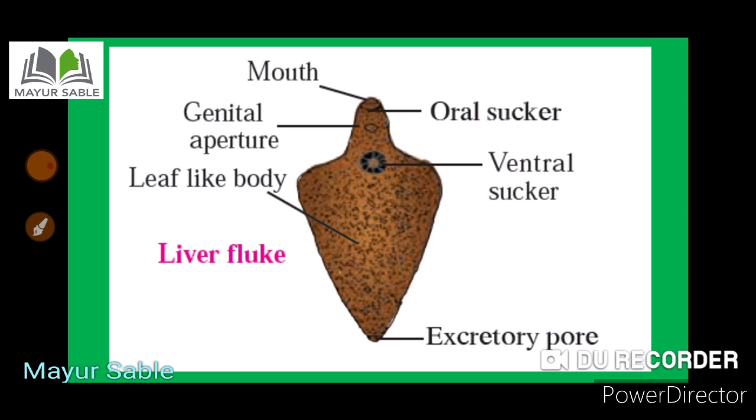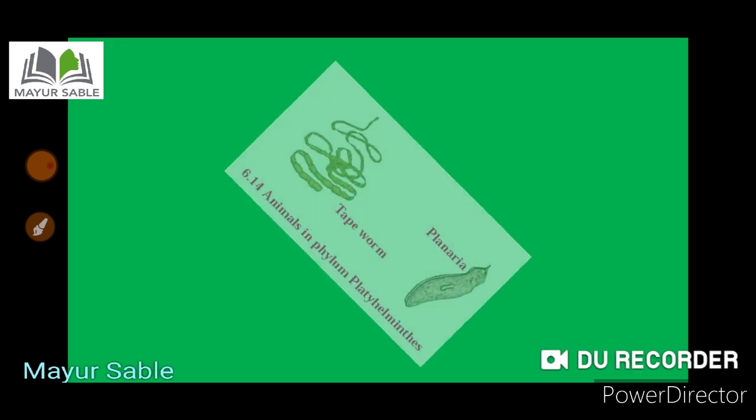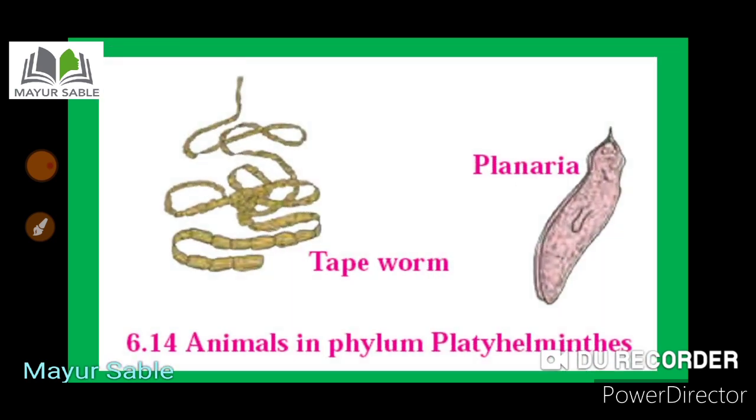Remember, the liver fluke is the animal which lives in the liver of sheep or pigs. So they live in the liver of sheep and pigs. Those are endoparasites. The next example is the tapeworm. Then the planaria also. The tapeworm has a flat strip like body, and the planaria is also a flatworm. In this manner we studied the phylum Platyhelminthes here.